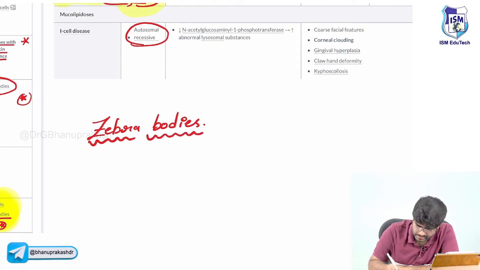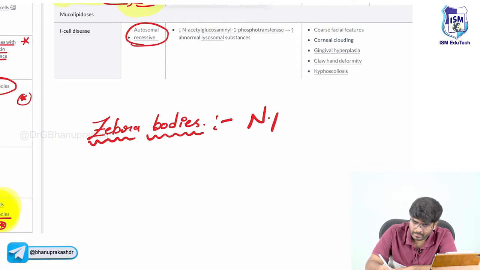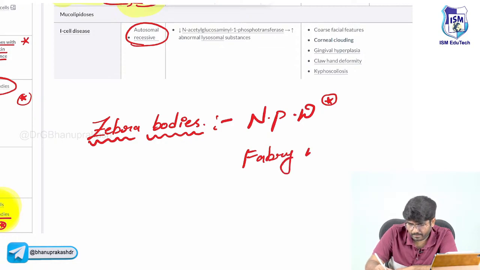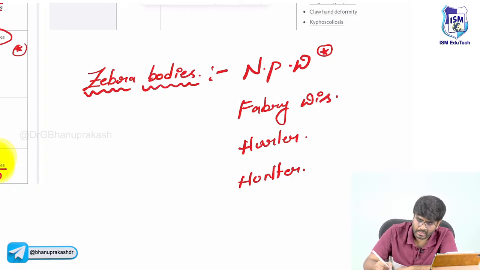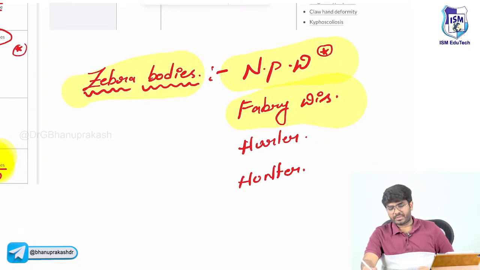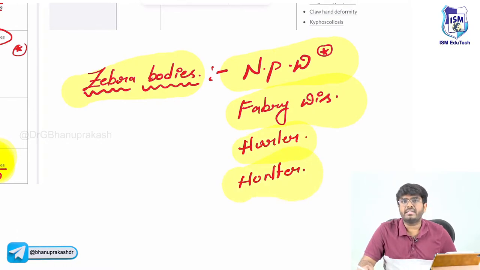Okay, zebra bodies, especially for the PG exams. Zebra bodies are seen in Niemann-Pick's disease, Fabry's disease, Hurler and Hunter. So this is a very important MCQ. Zebra bodies are seen in Niemann-Pick's disease, Fabry's disease, Hurler disease, as well as Hunter disease.